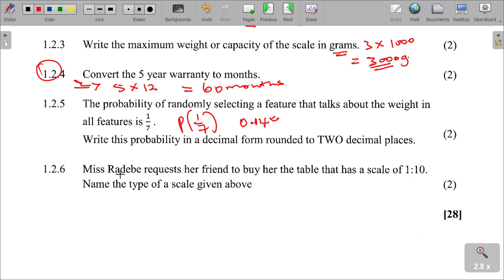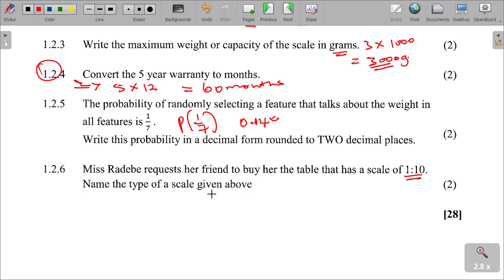Mr. Radepe requests a friend to buy a table that has a scale of 1 to 10. Name the type of scale given above. Mr. Radepe requests a friend to buy a table that has a scale of 1 to 10. Name the type of scale that is given above.